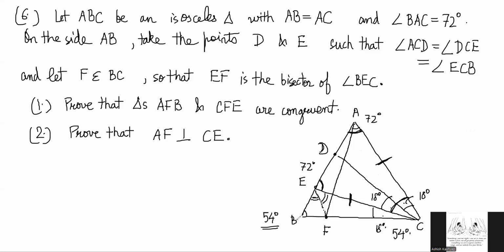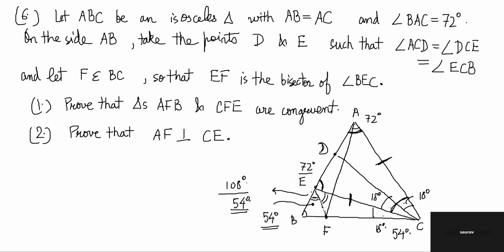Now, angle BEC, what will that angle be? 72 is on this side, so 108 is on this side, right? Yes, 108. EF is a bisector, so what is half of this? This much is 54. Which means the triangle EBF is also isosceles, which means EF is equal to BF, right? Yes, sir.